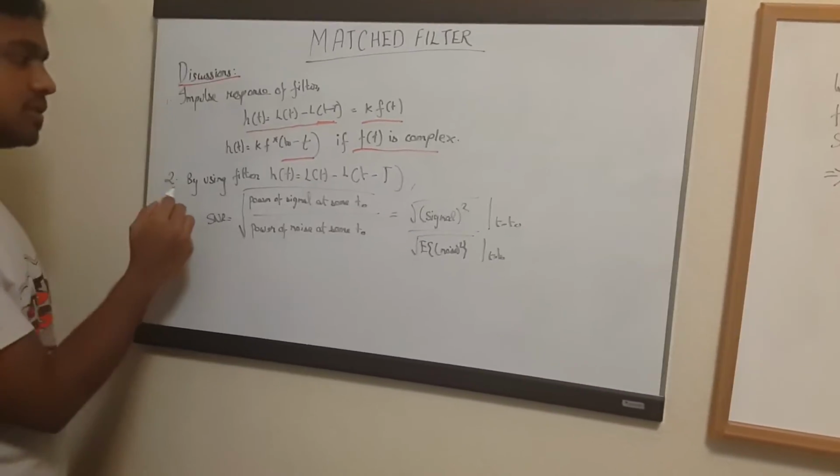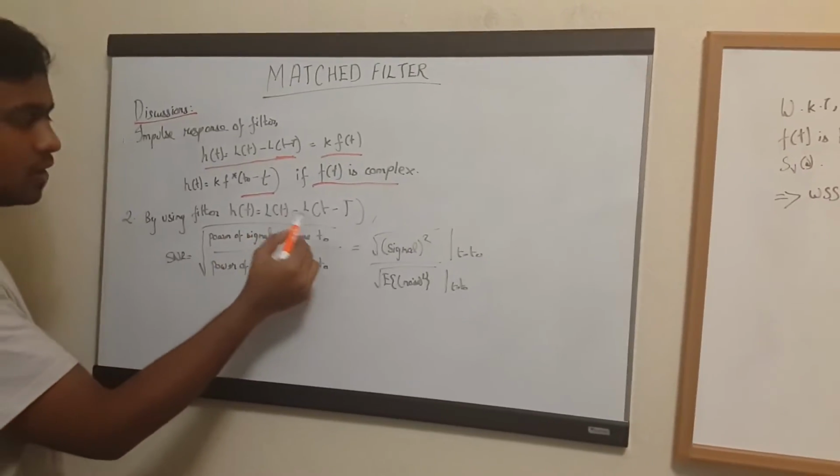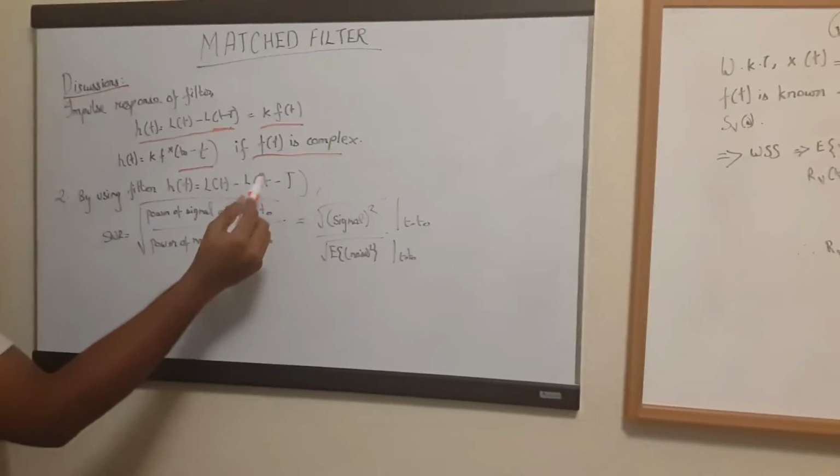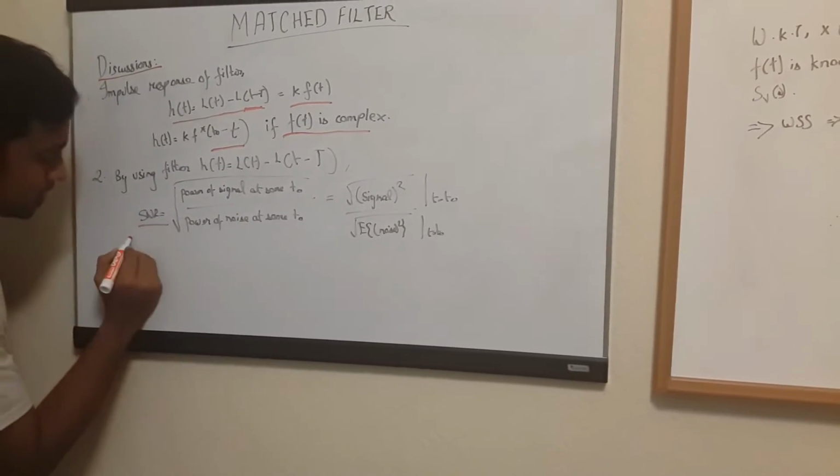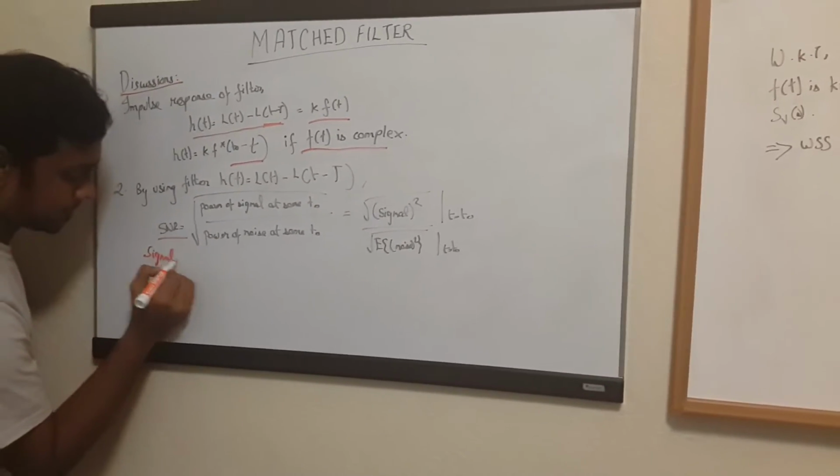The second discussion is, by using the filter h of t equal to L of t minus L of t minus T, we get the signal to noise ratio, SNR.